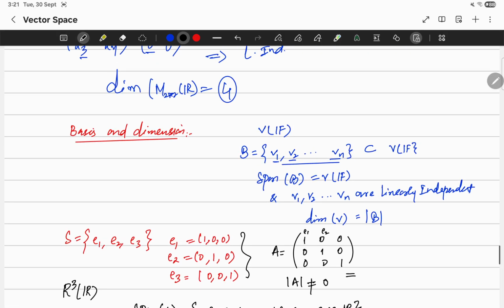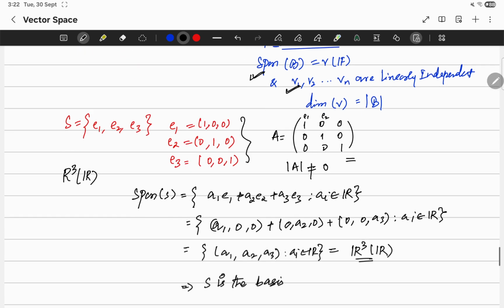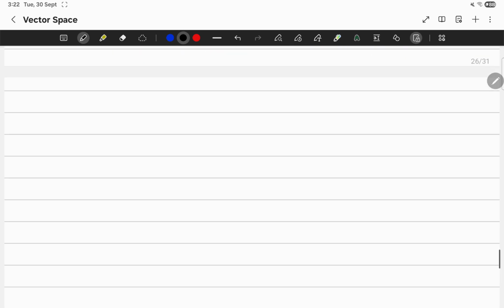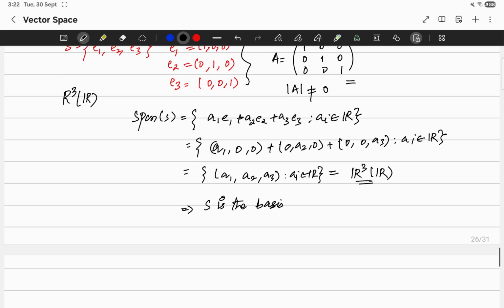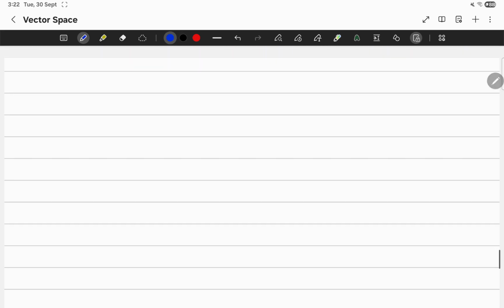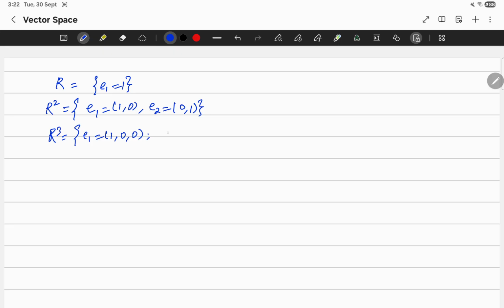So for a basis, we have two conditions. It should be linearly independent and it should span the whole of your vector space. These e1, e2, e3 are called the standard basis. For example, for R, the standard basis is e1 equal to 1. For R2, your standard basis is e1 equal to (1, 0) and e2 equal to (0, 1). For R3, as you have seen, e1 is (1, 0, 0), e2 is (0, 1, 0), and e3 is (0, 0, 1). So this is the basis for R3.